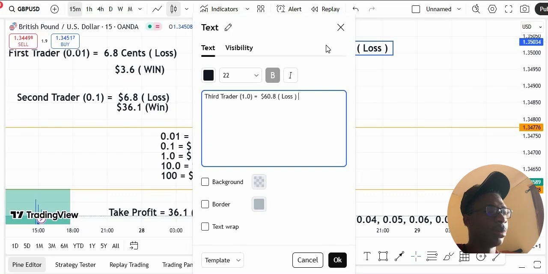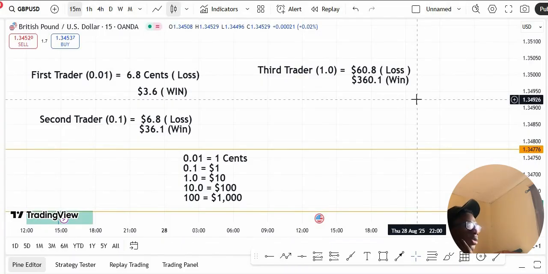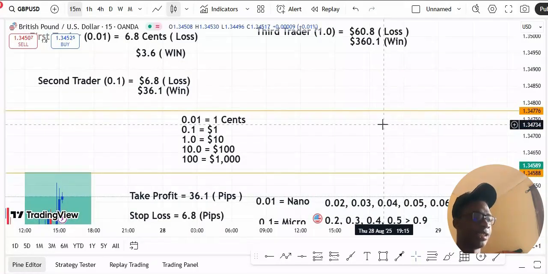You get what I mean? But if the market ends up being a gain, we have 36.1 pips. That is going to be equivalent to $360.1 if it goes into a win. So you notice all three traders have one thing in common. They go into the market at the same time. They have the same take profit, the same stop loss, the same pips: 36.1 pips for take profit and 6.8 pips for the stop loss.